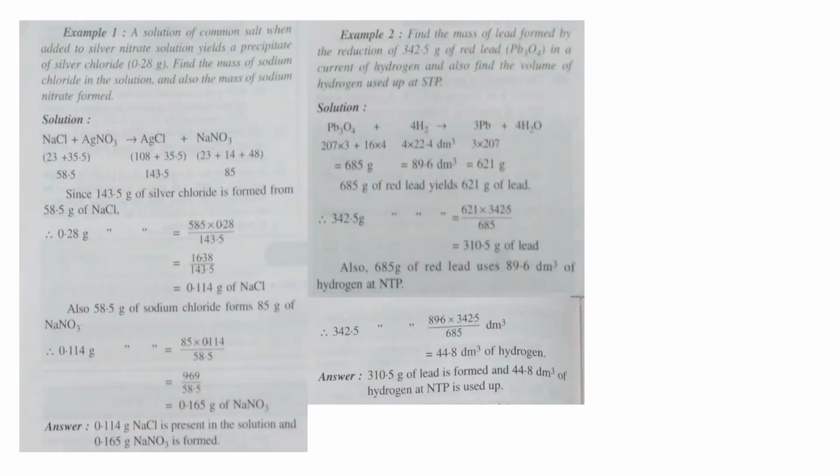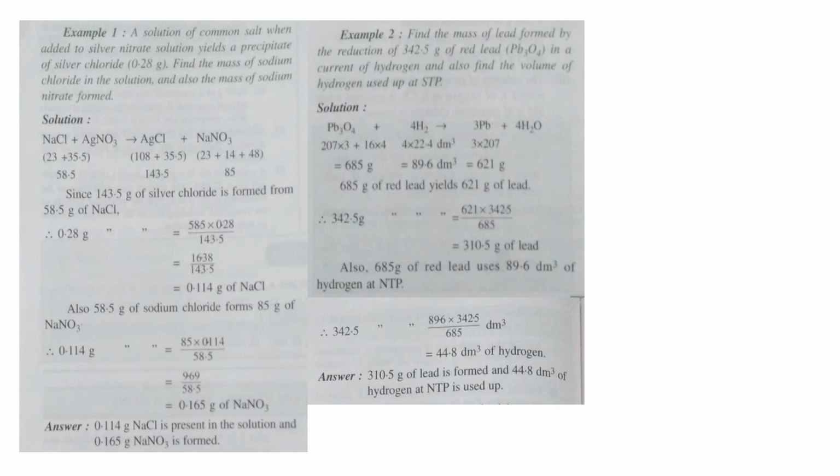Example 1. A solution of common salt when added to silver nitrate solution yields a precipitate of silver chloride, that is 0.28 gram. Find the mass of sodium chloride in the solution, that means how much sodium chloride is used, and also the mass of the sodium nitrate formed. So the first thing that you have to write the equation, and after that you have to balance it. That means you have to write a balanced chemical equation.